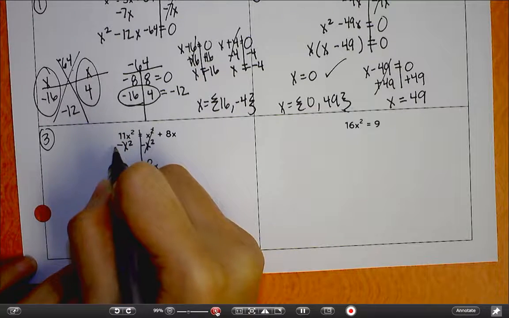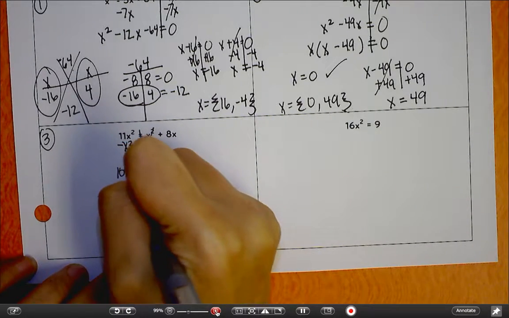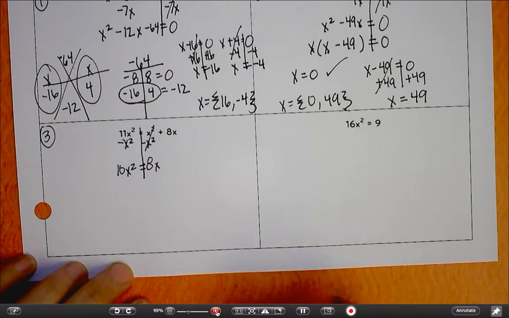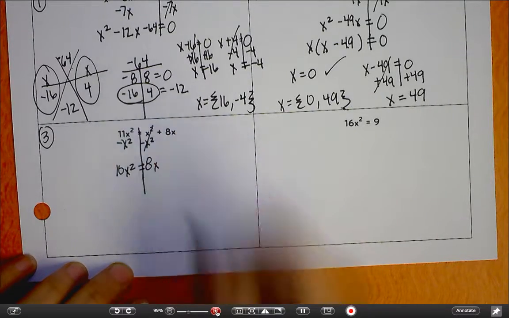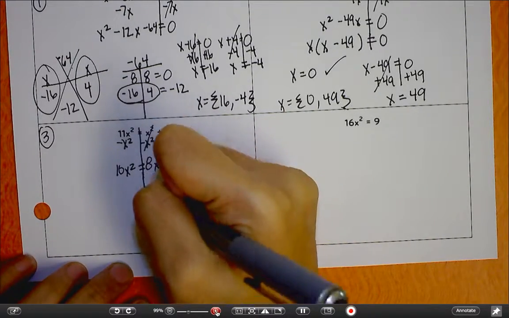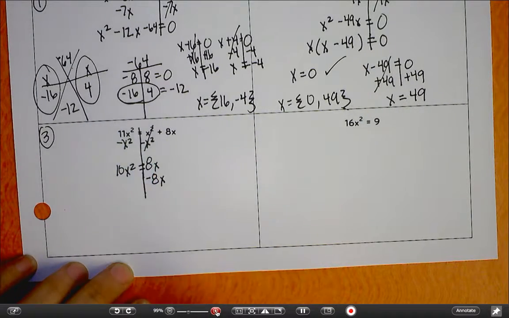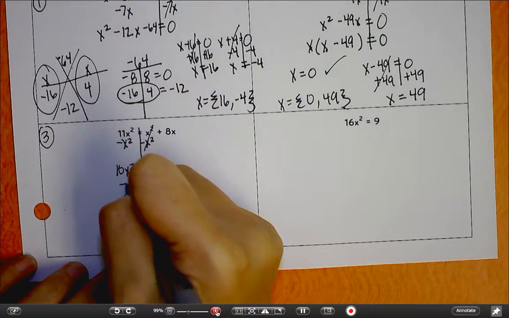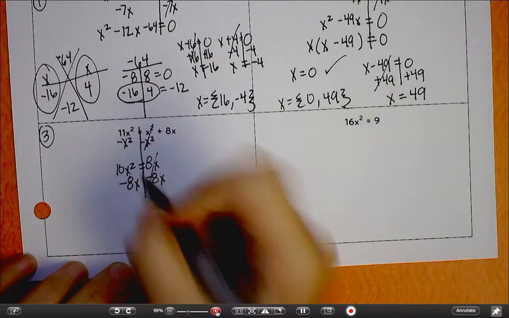11x squared minus x squared. That's going to give me 10x squared. Bring down your equal sign. It's still not in standard form. I'm going to just continue my line a little bit here. Now I'm going to subtract 8x on this side. And what I do to one side, I'm going to do to the other. I'm going to subtract 8x here. This cancels out.